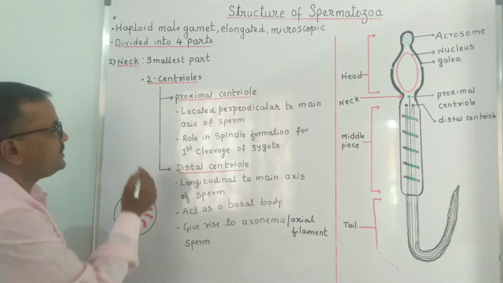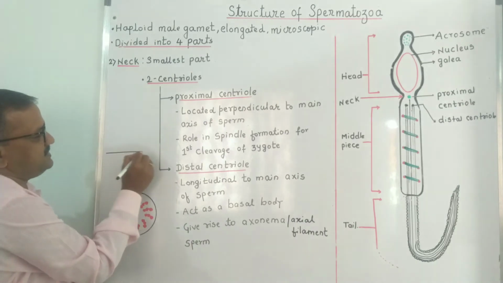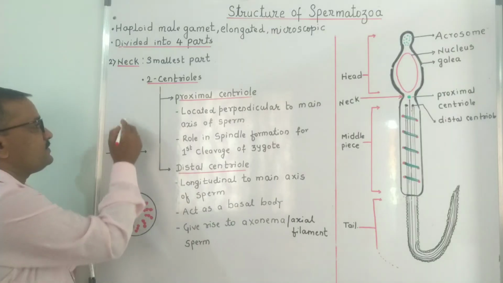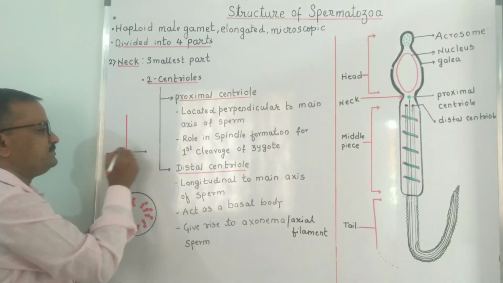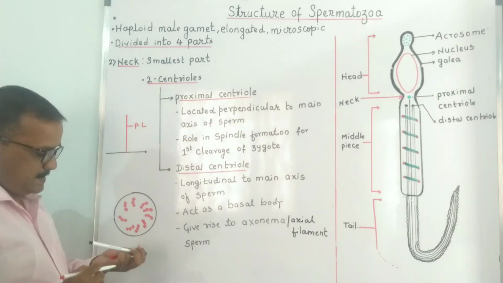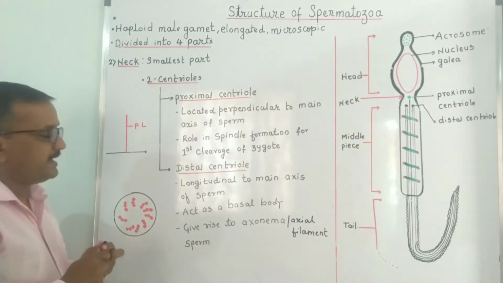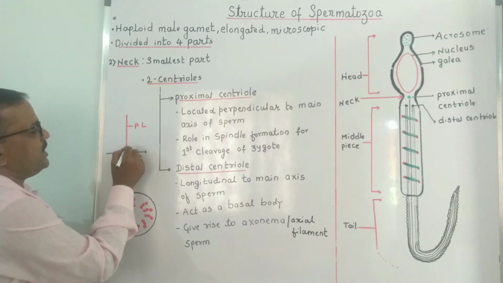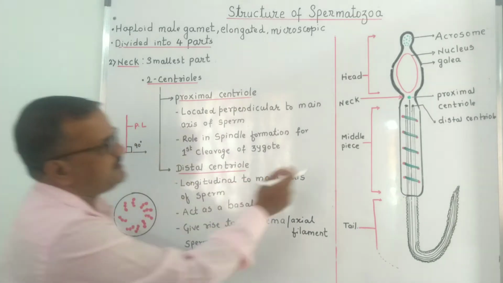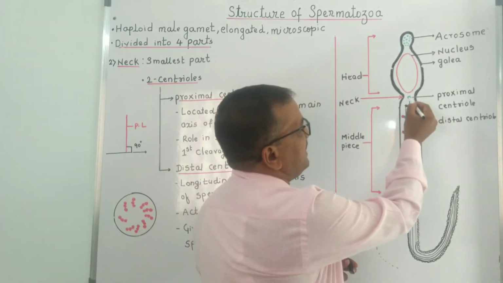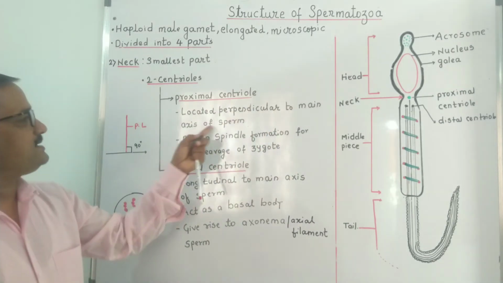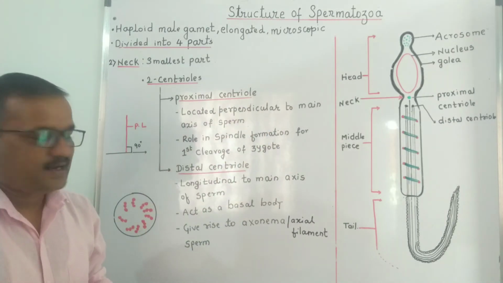For example, if this is a straight line and this is a perpendicular line, so this line will be called as what? Perpendicular line. And the angle between these two will be how much? It will be 90 degrees. So in the same way, this proximal centriole is present perpendicular to the main axis of sperm. This you must have understood.